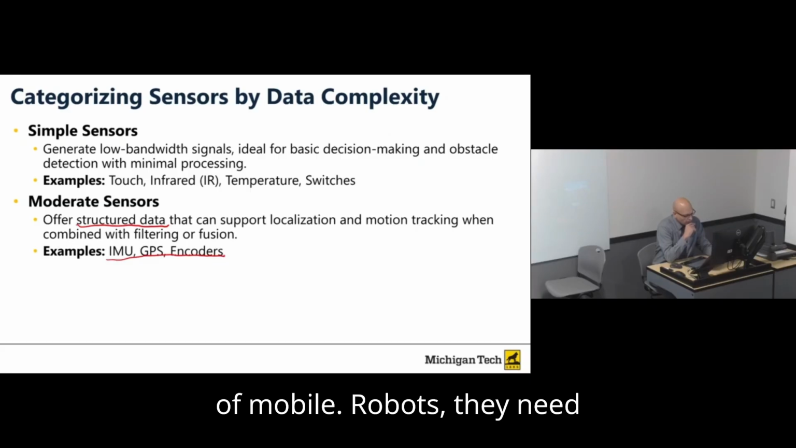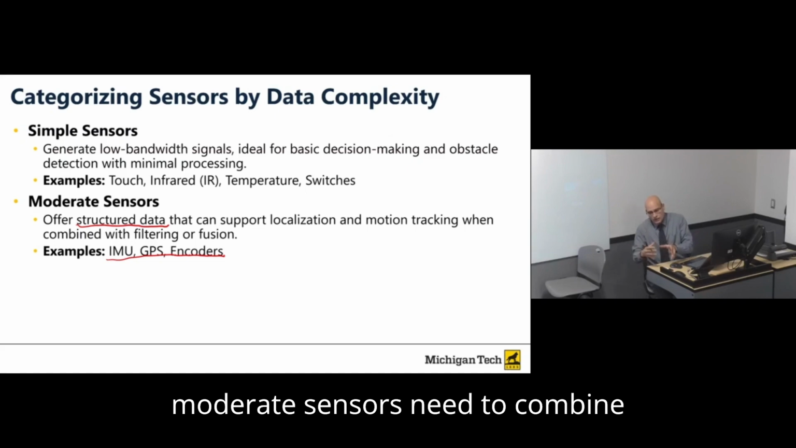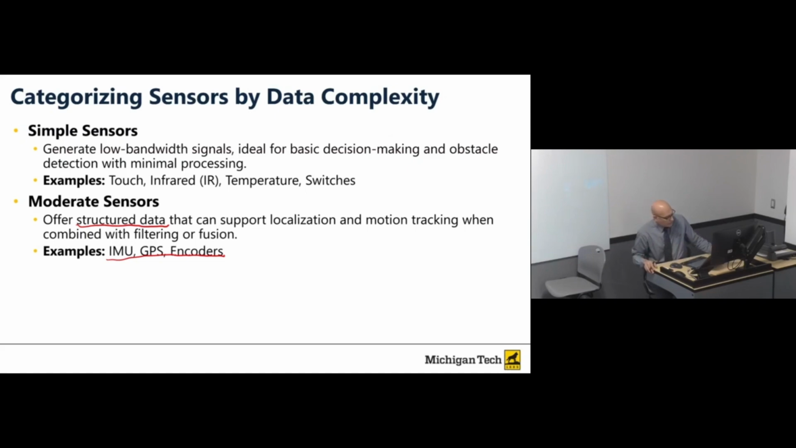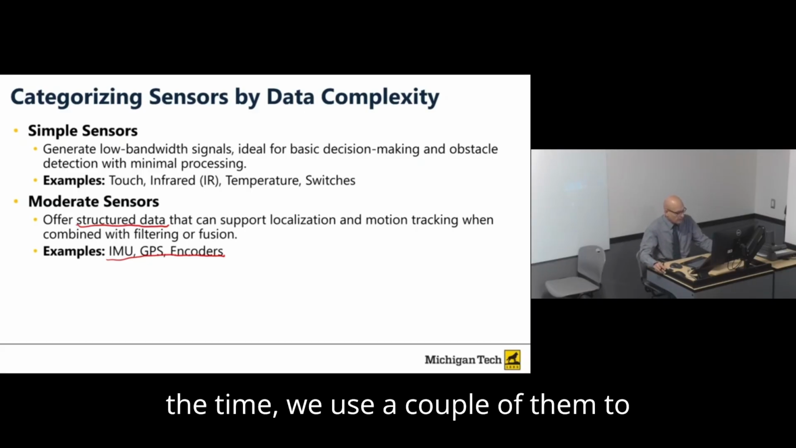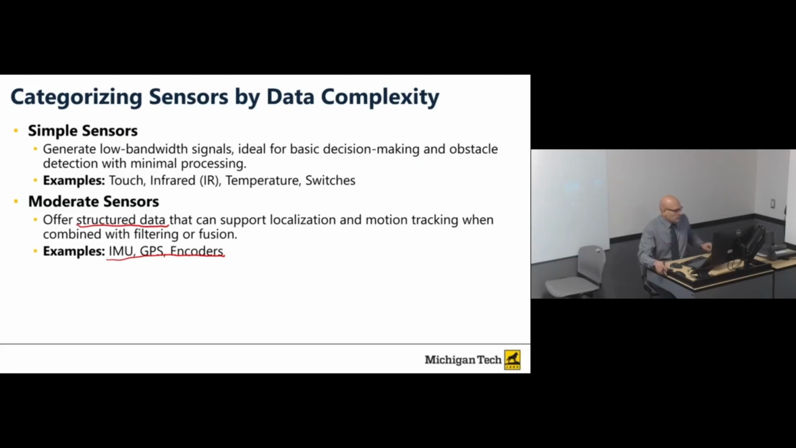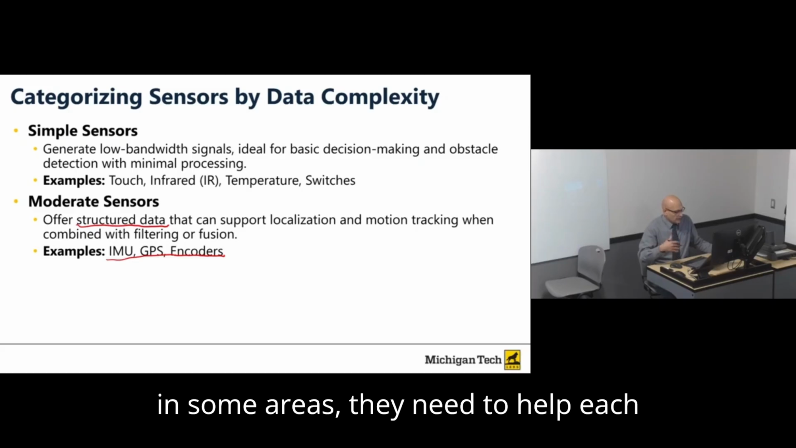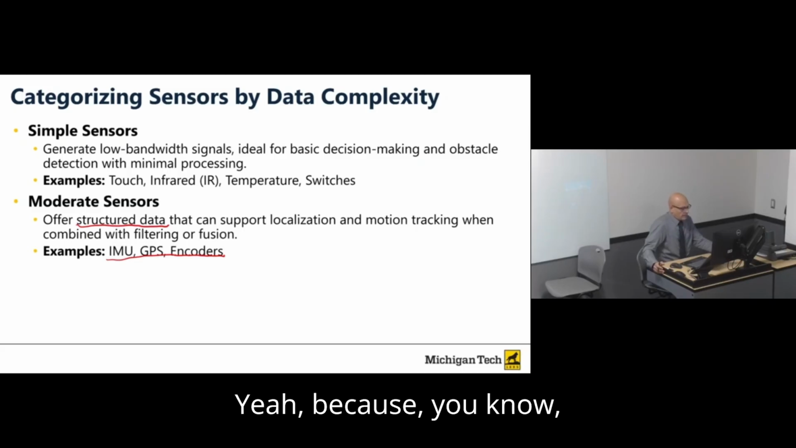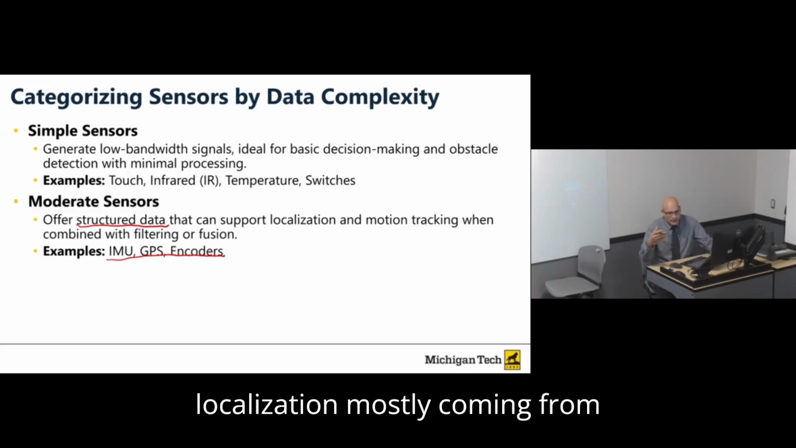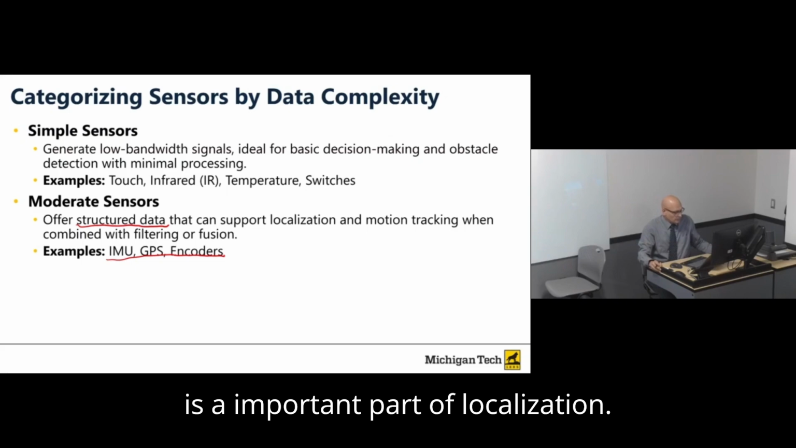Most mobile robots need these moderate sensors, and these moderate sensors need to be combined together. Just one of them is not enough. Most of the time we use a couple of them to fill the gap if something happens. In some areas, they need to help each other to update, because localization mostly comes from measurements and updates. The update is an important part of localization.